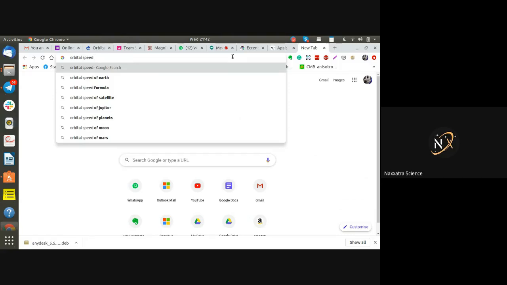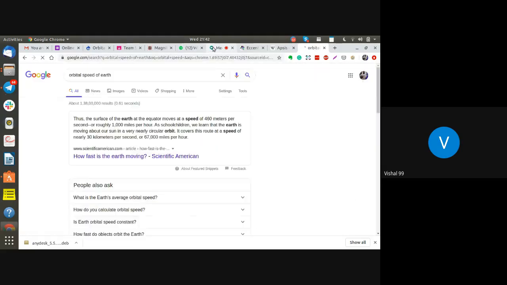You can think of it like a sling, right? When it's going closer to the sun, it's getting slung and it has to go faster. And when it's away from the sun, it has to go a bit slower. But it will always be covering equal areas in equal amounts of time. That's what remains constant.